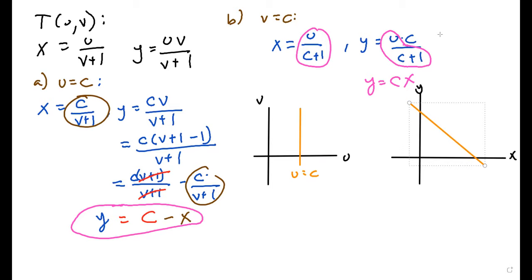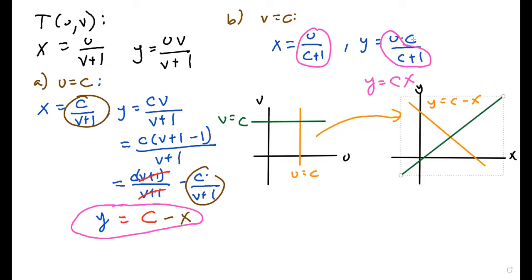So u is equal to c goes to lines of the form y is equal to c minus x. Meanwhile, v is equal to c, that would be this horizontal line here. It's going to get sent to a line of the form y is equal to c times x. That's supposed to go through the origin. Let me just be a little bit more careful here.